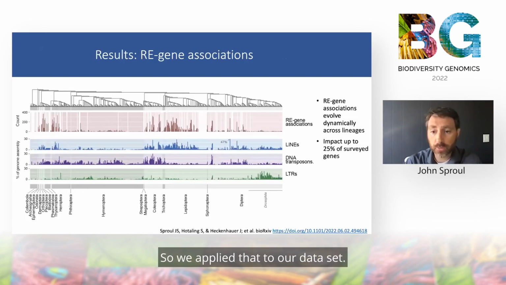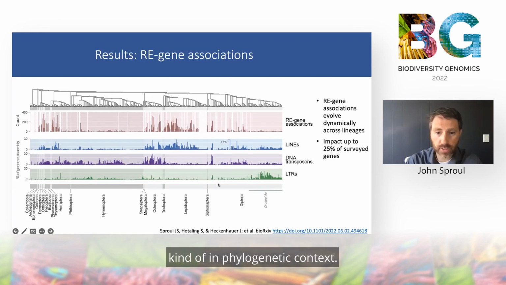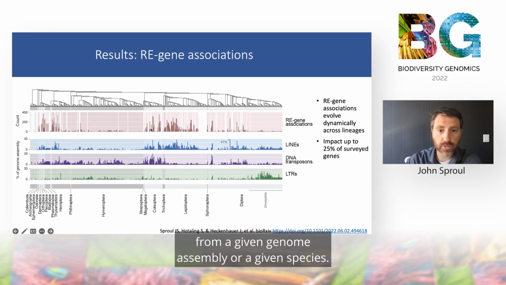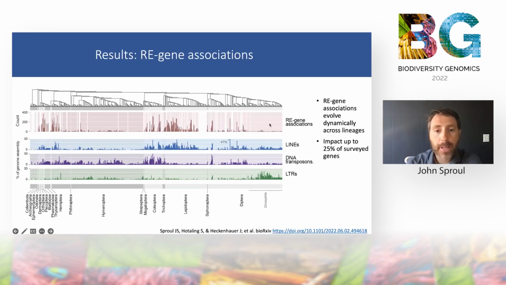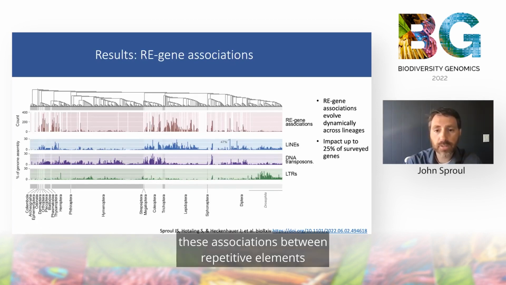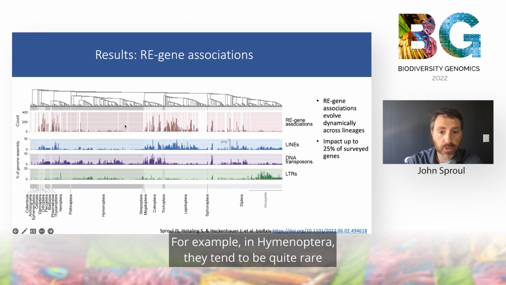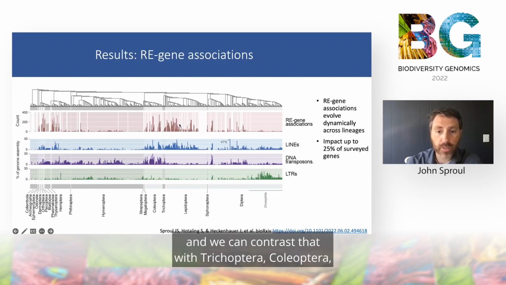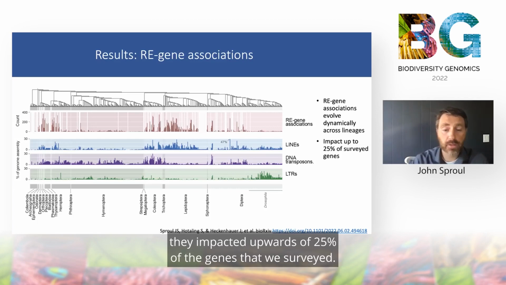So we applied that to our data set. And what we're looking at here are the various insect orders in phylogenetic context. And each column represents the data from a given genome assembly or a given species. So what we found is that in this top pink track here, these associations between repetitive elements and coding regions evolve quite dynamically across clades. For example, in Hymenoptera, they tend to be quite rare, and we can contrast that with Trichoptera, Coleoptera, Lepidoptera, and other orders where they're surprisingly common. And in some cases, they impacted upwards of 25% of the genes that we surveyed.